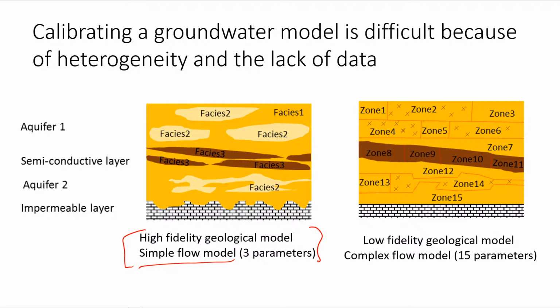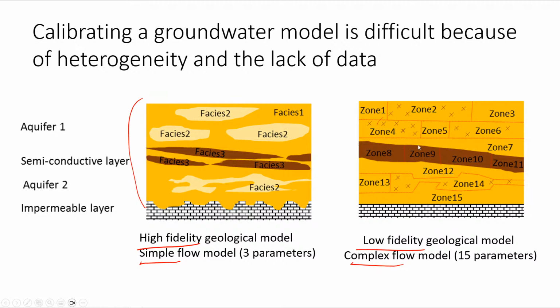And if you can reduce the number of your calibration parameters, and make your model simple, that would always be a better model. A simple model does not mean anything else than this: it is simple because it only has 3 calibration parameters. This is a complex model because it has 15 calibration parameters. So I want you to differentiate between simple and high fidelity, or complex and low fidelity.